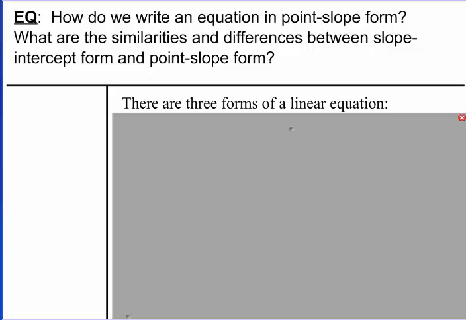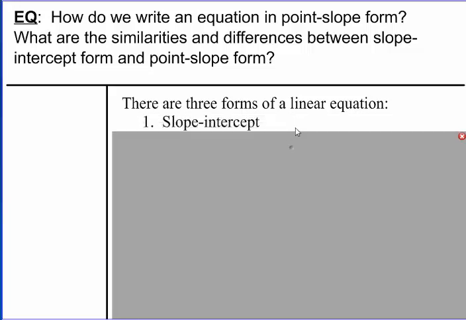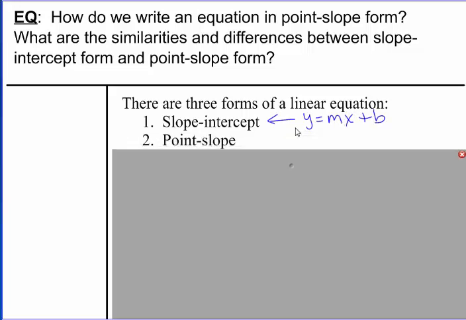So there are three forms of a linear equation. We have the slope-intercept form, which we've been working with. That one is y equals mx plus b. Then we have point-slope, that's the one we're going to be working with today in this lesson. That's y minus y1 equals m times x minus x1. And we're going to see that again below.